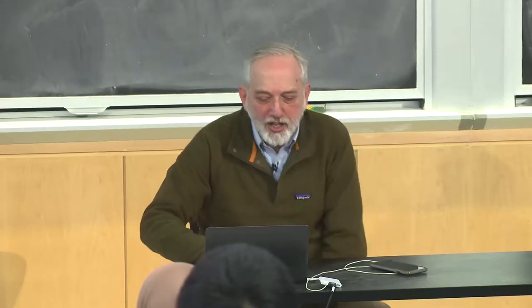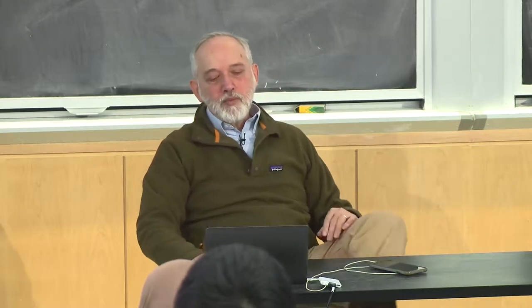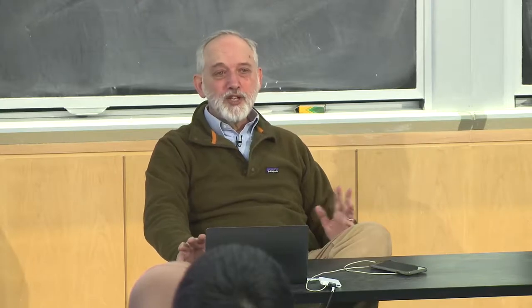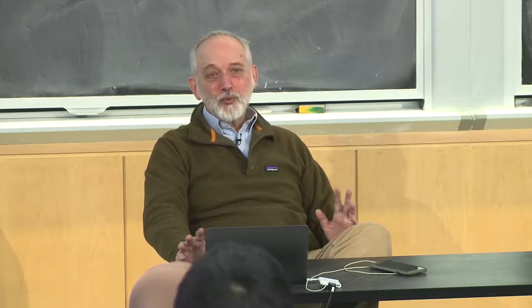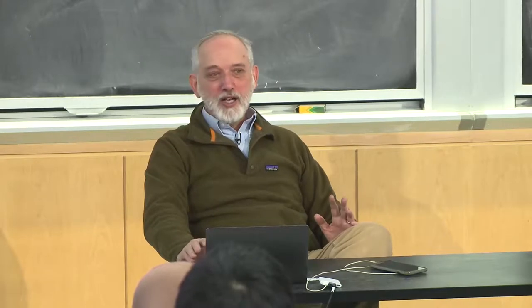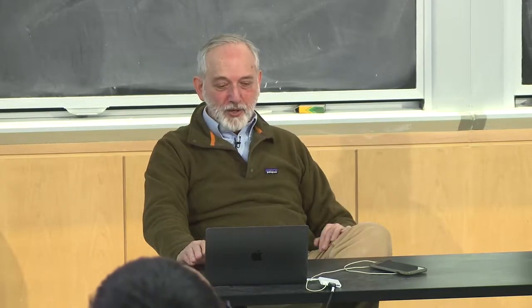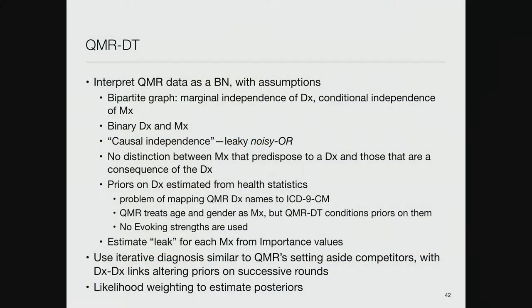Well, then a group at Stanford came along when belief networks or Bayesian networks were created and said, hey, why don't we treat this database as if it were a Bayesian network and see if we can evaluate things that way. So they had to fill in a lot of details. They wound up using the QMR database with a binary interpretation. So a disease was present or absent, a manifestation was present or absent. They used causal independence, or a leaky, noisy OR, which I think you've seen in other contexts.